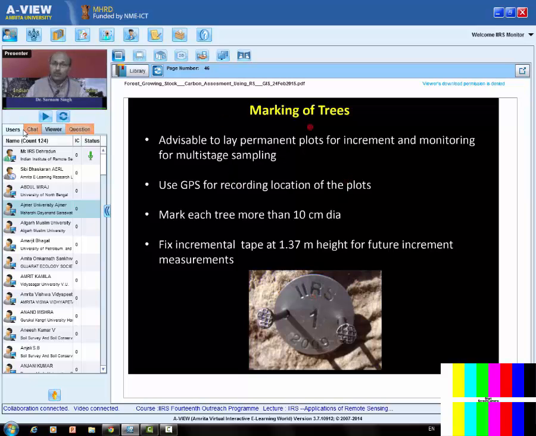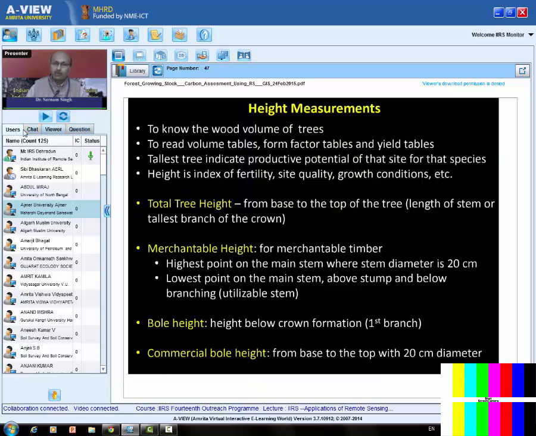Each tree has to be marked. This is just an example where you can fix a metallic tag here, which is numbered, written IIRS number 1, and put sometime in 2009 or 2008. That kind of marking can be done, which you can use later on. We may not be there, but somebody else can find out, okay, this is tree number 1, and in 2014 the diameter was this much, and in 2020 the diameter is this one. So for comparison, for increment, for monitoring, this is the best scheme.